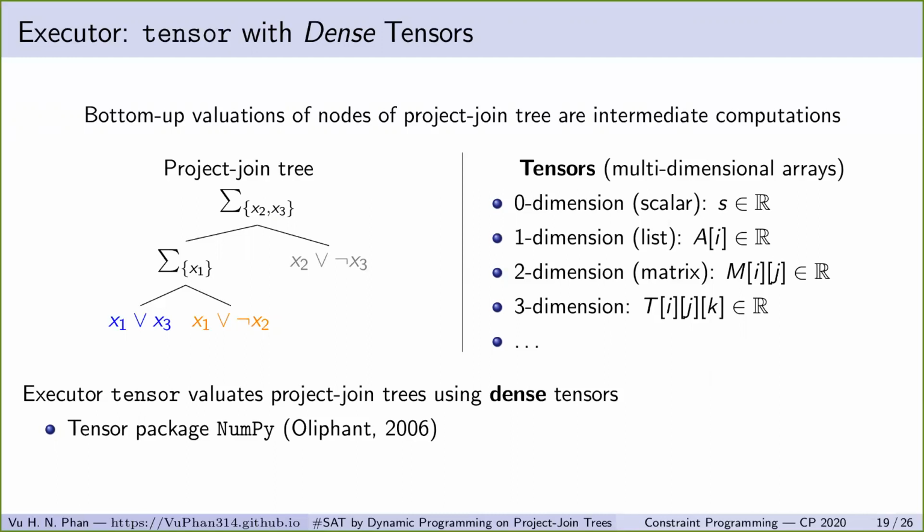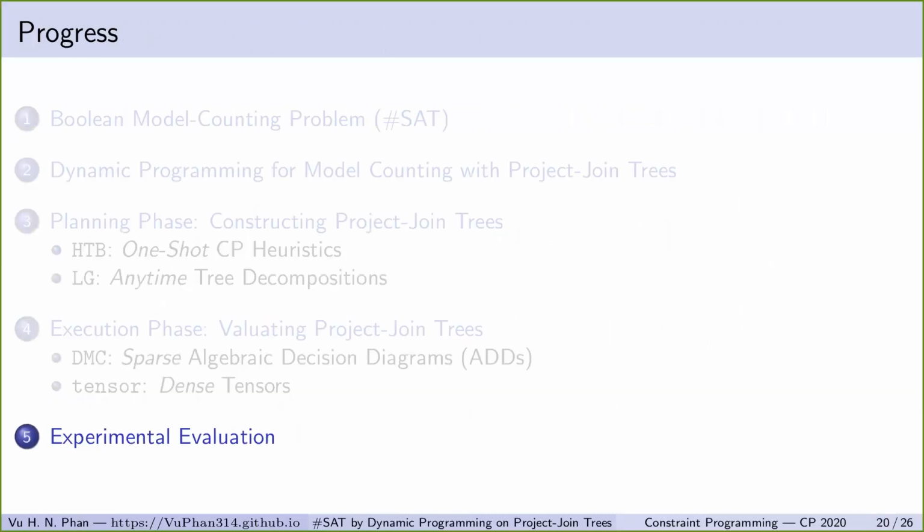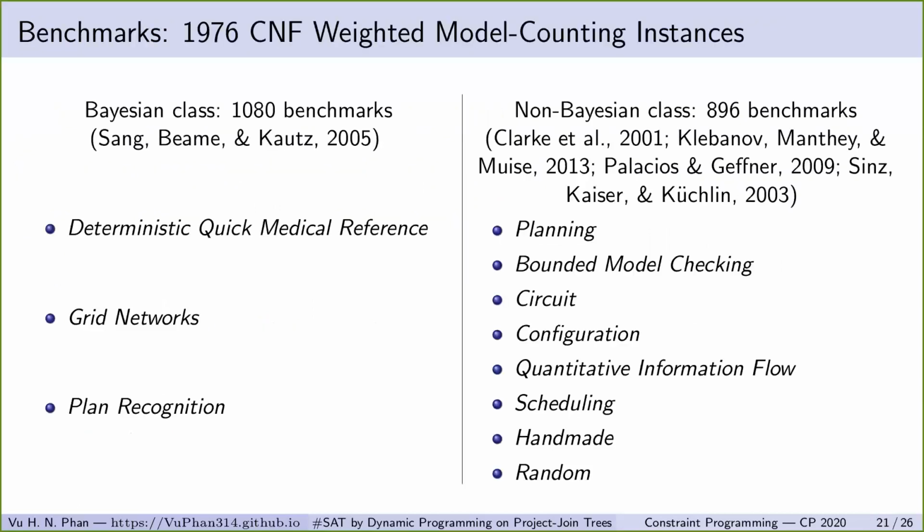In this work, we use dense tensors. That means we represent the 0 entries in a tensor explicitly, even if there are many of them. In this work, we did not consider the use of sparse tensors. For the experiments, we use the tensor package NumPy. Now we go to the experimental section.